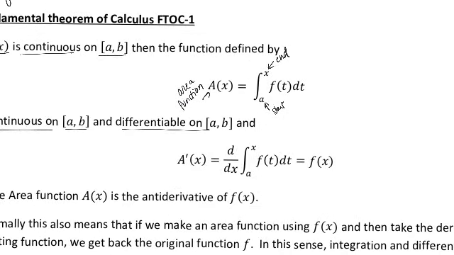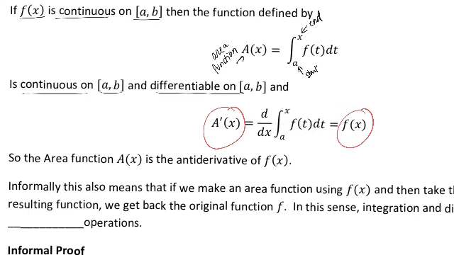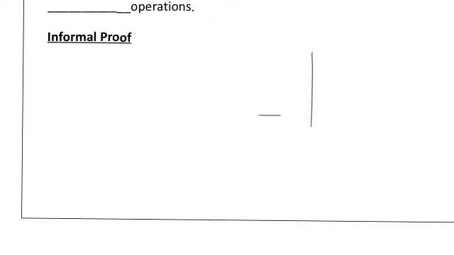And this is the big drum roll: the derivative of that area function will just be f of x, okay? In other words, the area function is the antiderivative of f of x. So let me see if I can give you an informal proof of why that's true. Let's imagine a function f of x and say we are going from a to b. I'm imagining a continuous function because that was the condition of the proof of the theorem.